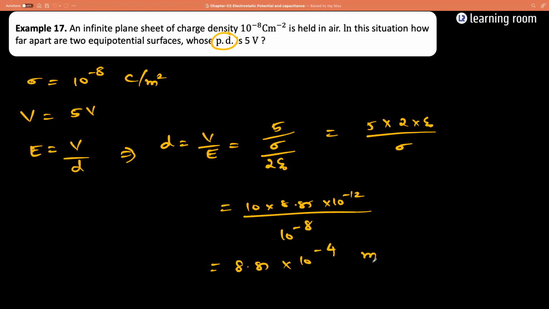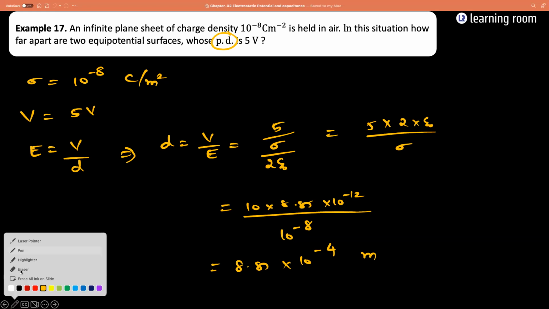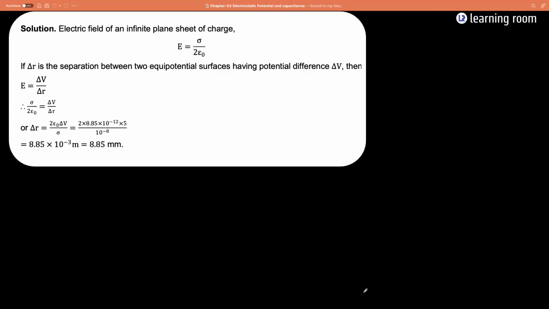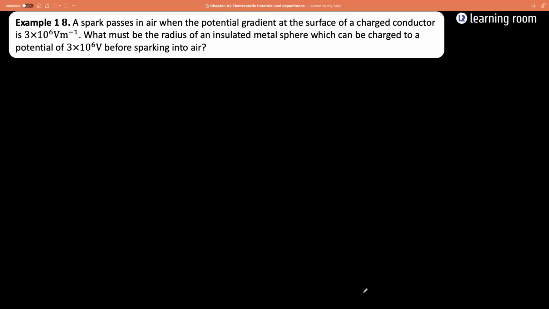Is it not 90 millimeter? No, 88.5 either. Sir, it's 10 power minus 3, sir. Yeah, it's my mistake. It is 8.85 because I didn't multiply and I didn't change the value here. 10 power minus 3 then. So it will be 8.85 millimeter. Correct. Shall I proceed? Yes, sir. 8.85 millimeter.